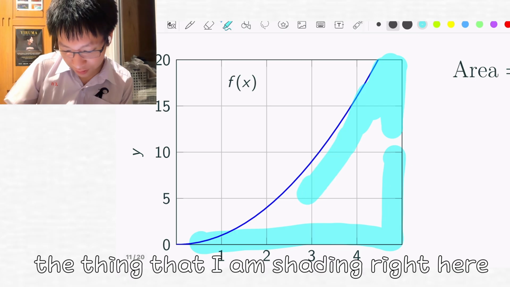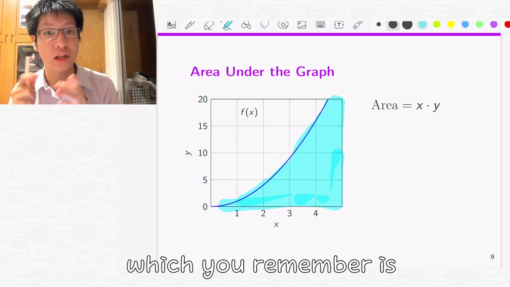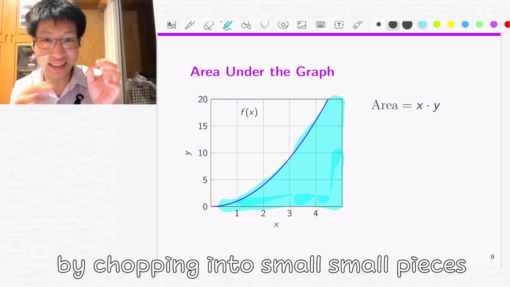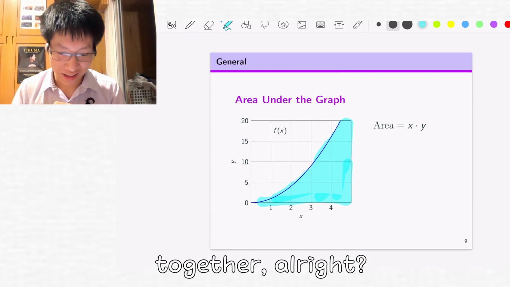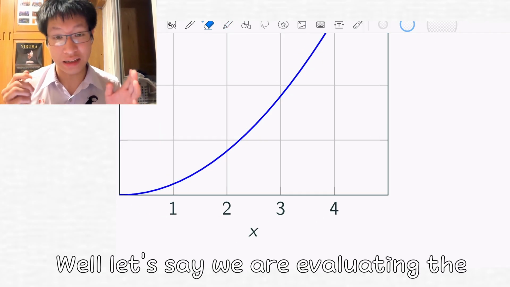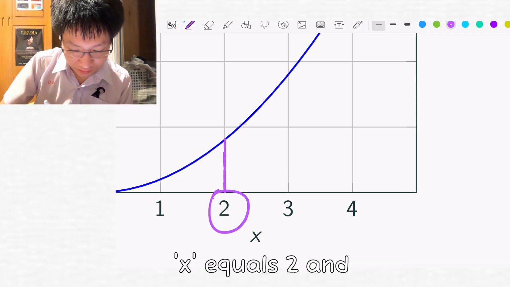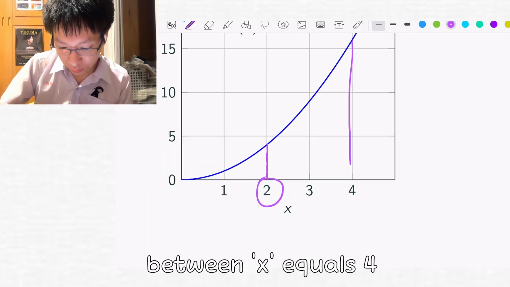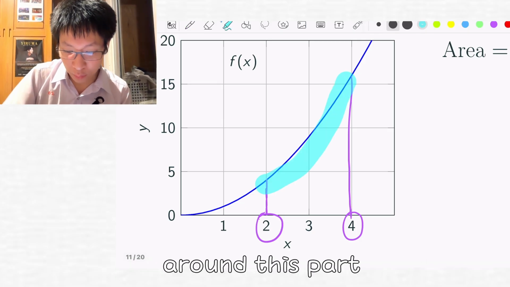I'm shading right here. In doing so, we'll be utilizing the idea of integration, which you remember is chopping into small pieces and then summing them back up together, all right? And so how do we do that? Let's say we are evaluating the area of the graph between this interval right here. So let's say it's between x equals 2 and x equals 4.